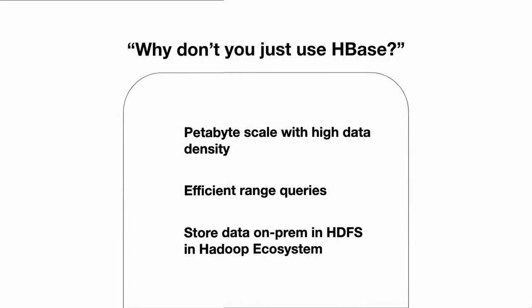Petabyte scale with high data density. Efficient range queries, check. Store data on-prem in HDFS in Hadoop ecosystem, check. So if you're not familiar with HBase, it's the columnar key value store that comes with most distributions of Hadoop. And if you are, you probably already noticed that it meets 2 of our requirements. HBase was actually designed around having efficient range queries, and it stores data on Hadoop, and we can run it on our own hardware. Petabyte scale with high data density is crossed out and a red X is in place of a check mark.